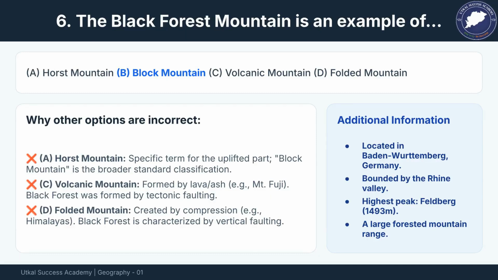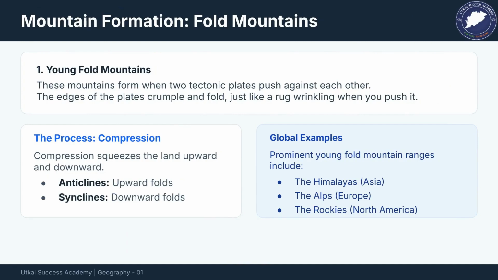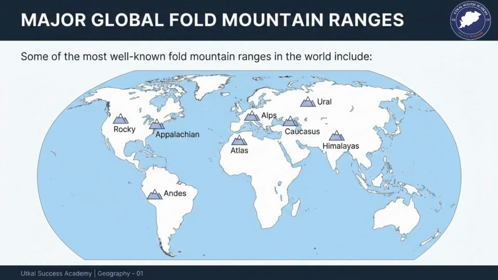The Black Forest is a block mountain, not a horst mountain, which is a more specific term for the uplifted part. It is not a volcanic or folded mountain, as it formed through tectonic faulting rather than lava or compression. Fold mountains are formed when tectonic plates collide, causing the crust to crumple and fold. This process is driven by compression, resulting in upward folds called anticlines and downward folds called synclines. Examples of young fold mountains include the Himalayas, the Alps, and the Rockies. These massive ranges are still actively forming due to ongoing tectonic plate collision.